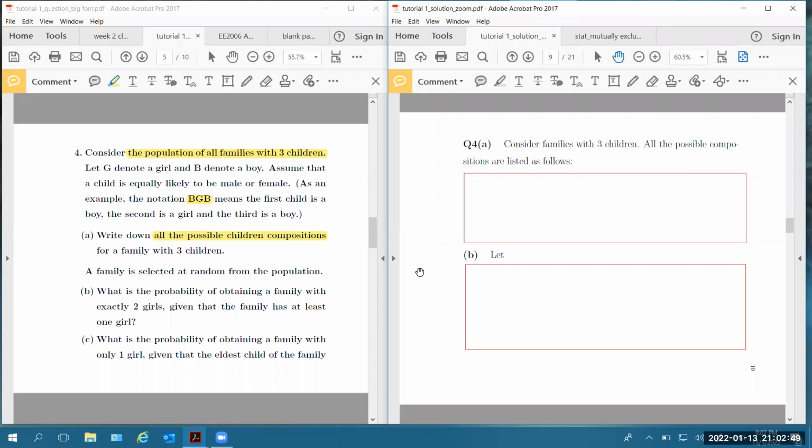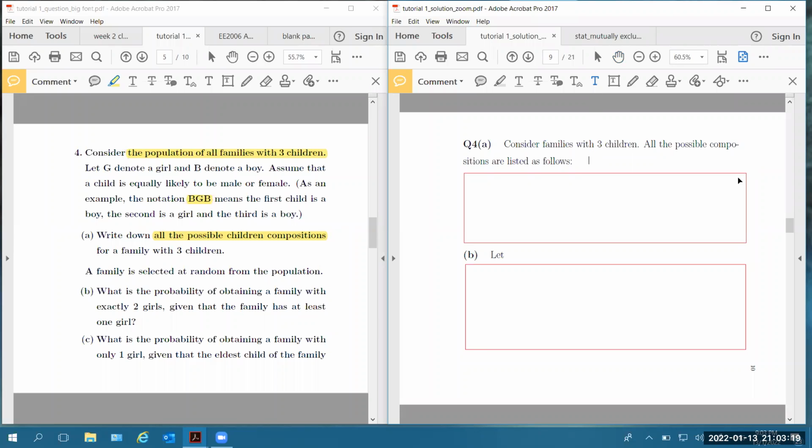So can you tell me what's the total number of possible compositions for a family with 3 children? 8. Okay, 8. And how do you all get 8? Is it 2 to the power of 3?